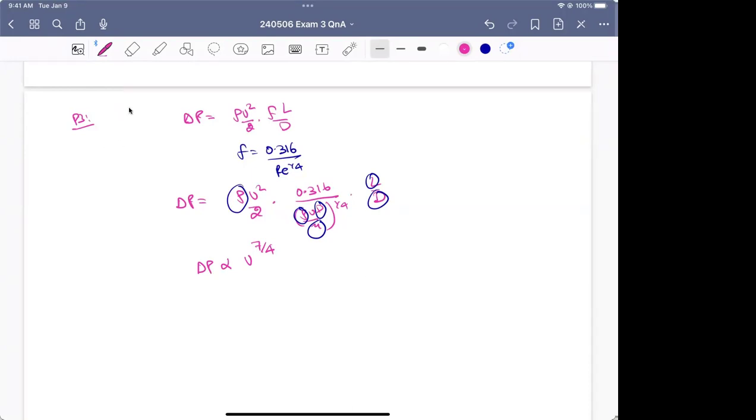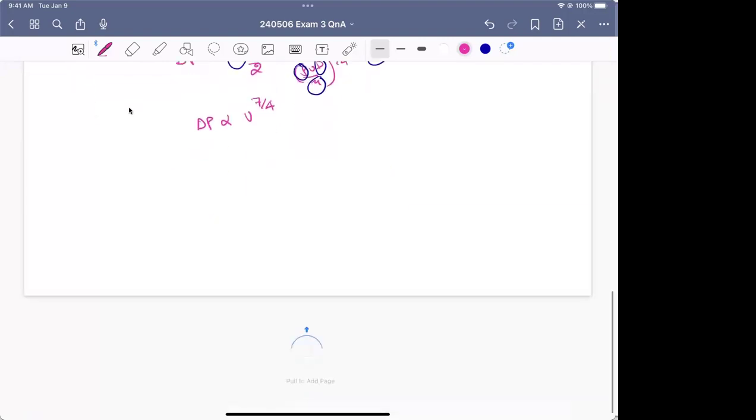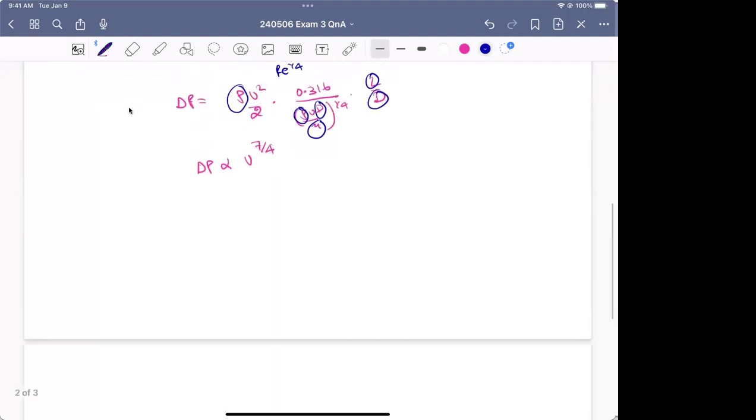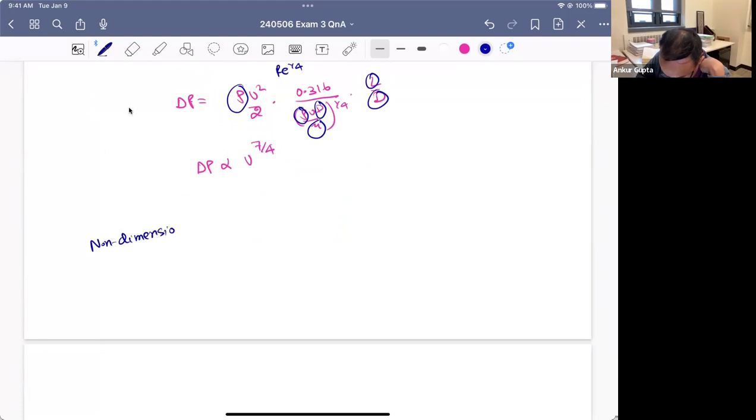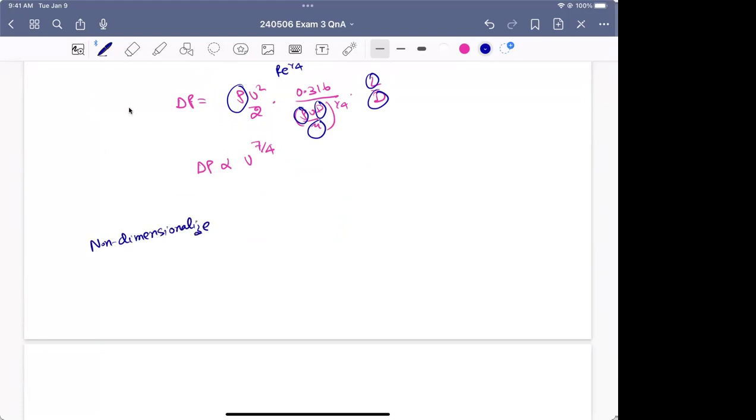Kevin, go ahead. In class we derived the non-dimensionalized Navier-Stokes equation, and it was done one time in a homework question. I didn't see it mentioned, at least from a quick glance, on the practice. Is that something we should be studying heavily for the final?